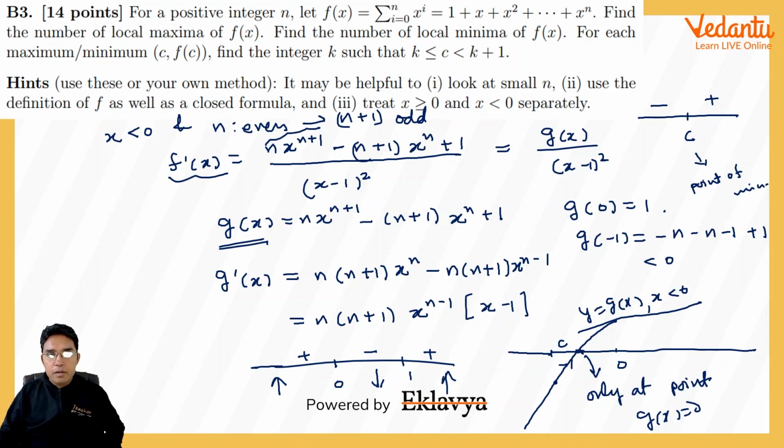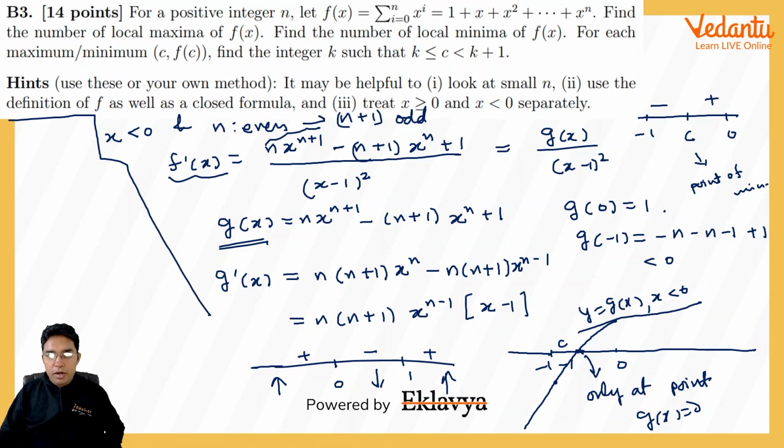For each maximum or minimum c, there is only one point of minimum that we have found, and we have to find the integer k such that c lies between these two integers. So here it is very much clear that this c lies between -1 and 0. Okay, so let me write the answer here.